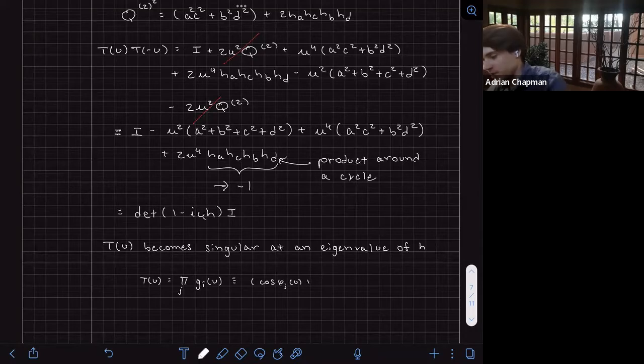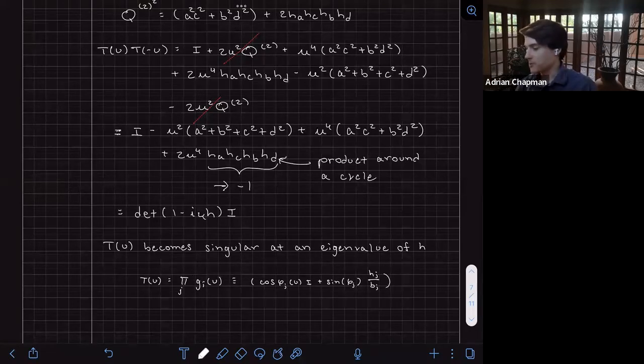So this is times the identity, plus sine phi of J. And I believe this will be H J divided by its coupling constant. So it's something like this, and it may even be exactly that. But each of the phi J's are defined recursively as the solution to, I believe, a trigonometric equation.